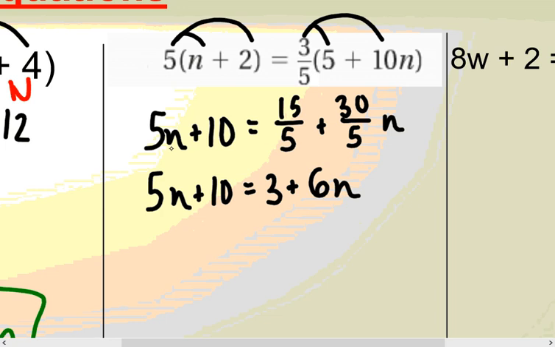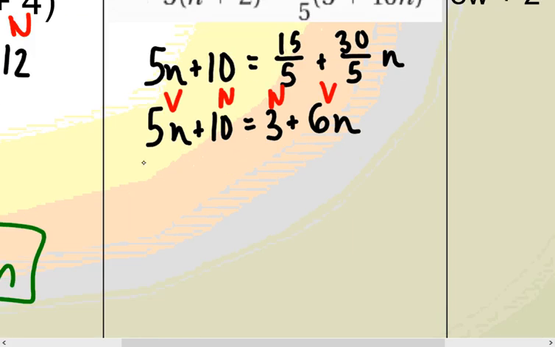Now I go solving. I've got variable, number, variable. I move my variables to the side that has the more positives, which in this case is going to be the right, so I need to get rid of them on the left.